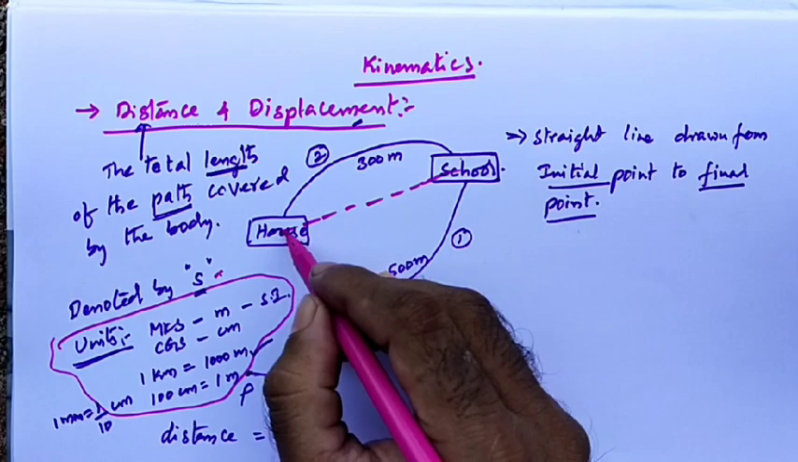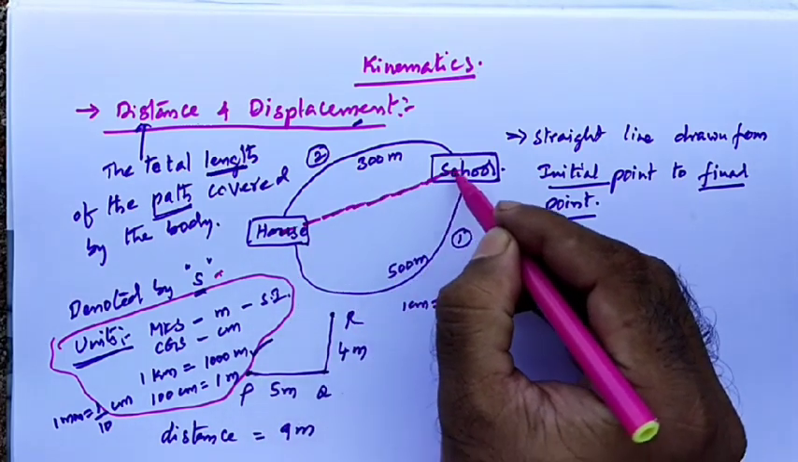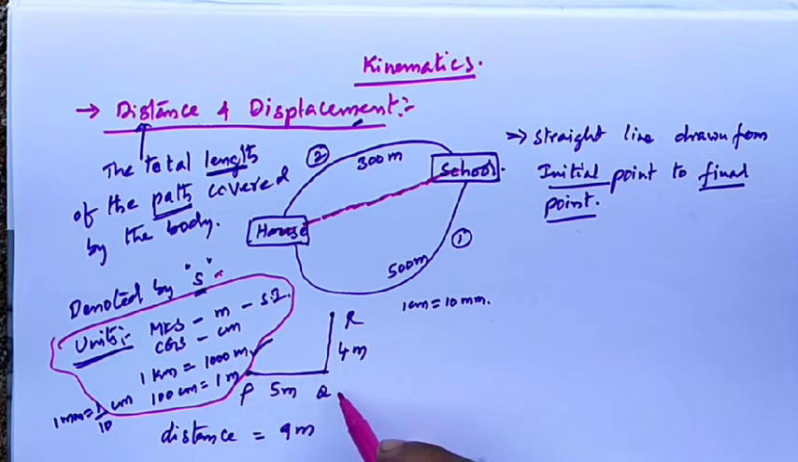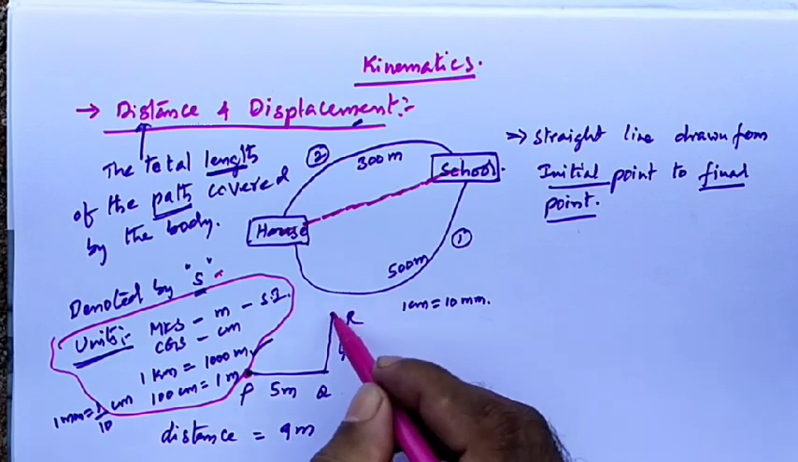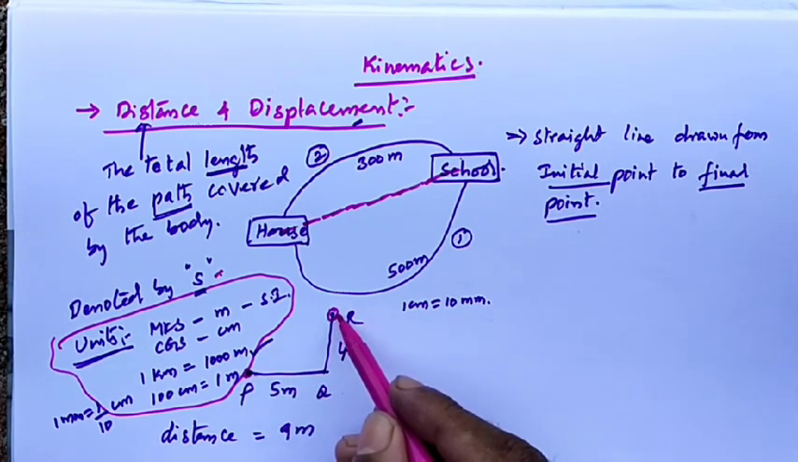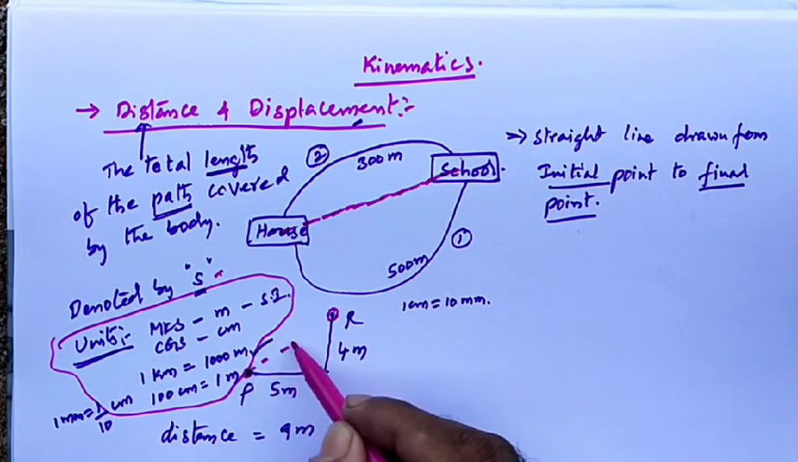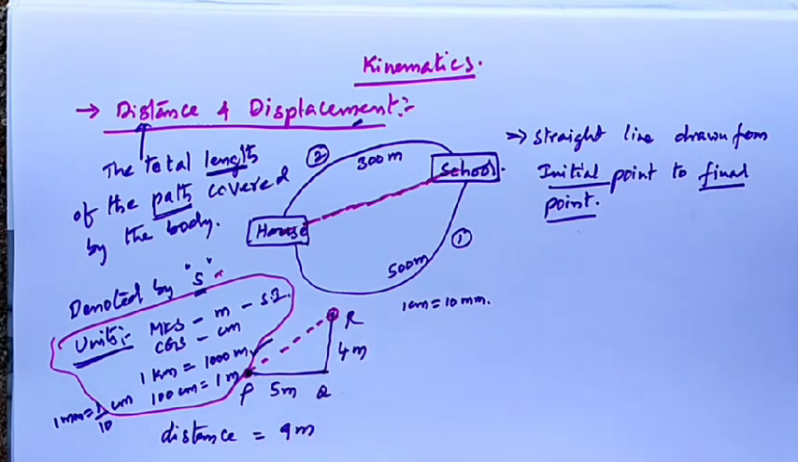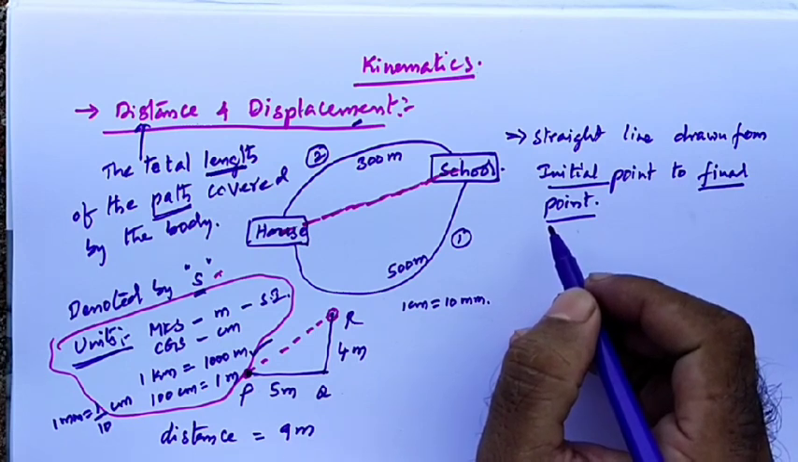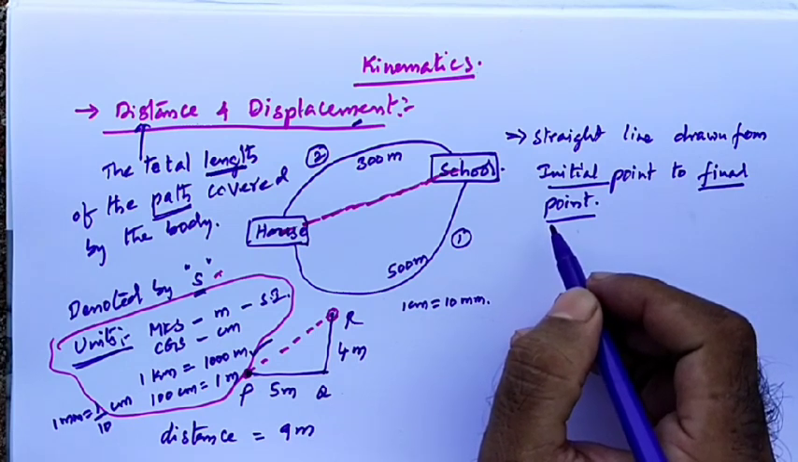So the dotted line I am drawing here is the displacement. What about here? Which is the initial point? You are starting from point P and moving up to point Q. So from initial point to final point, I should draw a straight line. This gives the displacement of the body. So displacement can be defined as the shortest distance from initial point to final point.